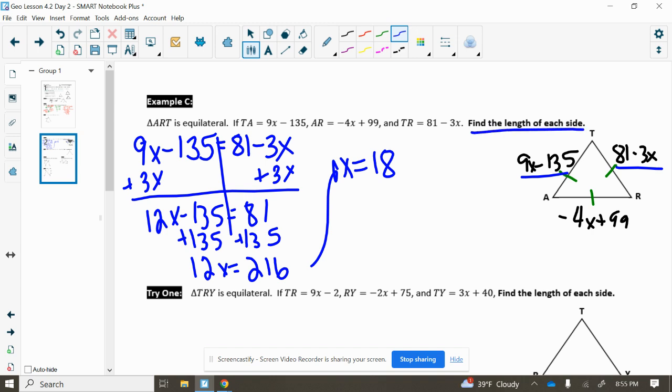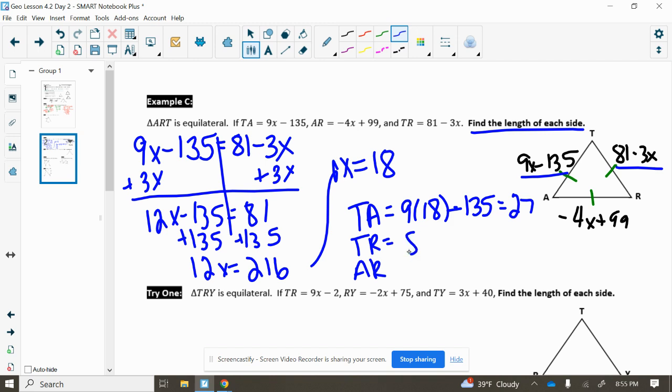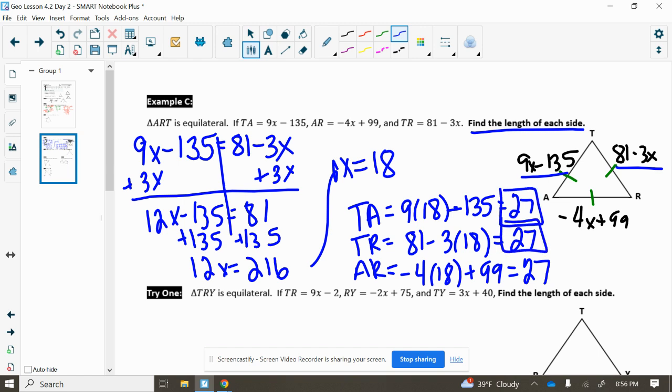Now, this question wants us to find the length of each side, though. So again, we need to plug back in because we need to find TA, TR, and AR's lengths. 9 times 18 minus 135 is 27. 81 minus 3 times 18 is 27. And AR, negative 4 times 18 plus 99 equals 27. So we get all three of those, and it makes sense that they're all equal because it is an equilateral triangle.